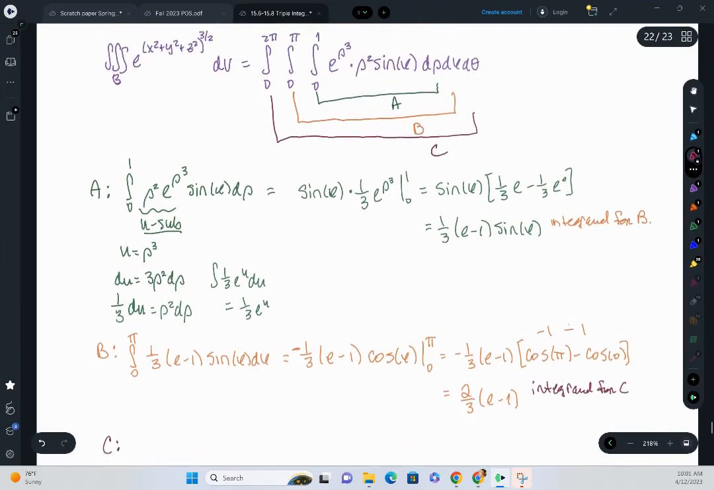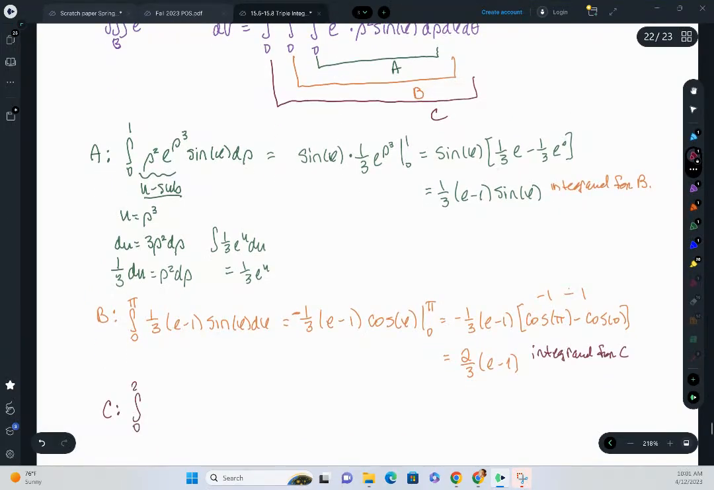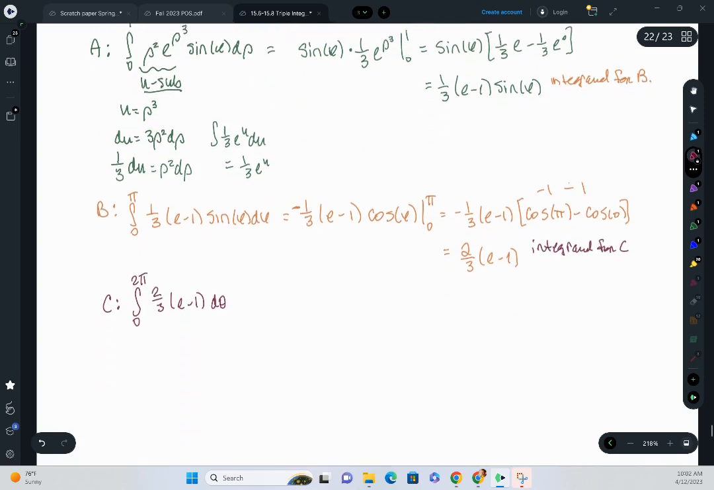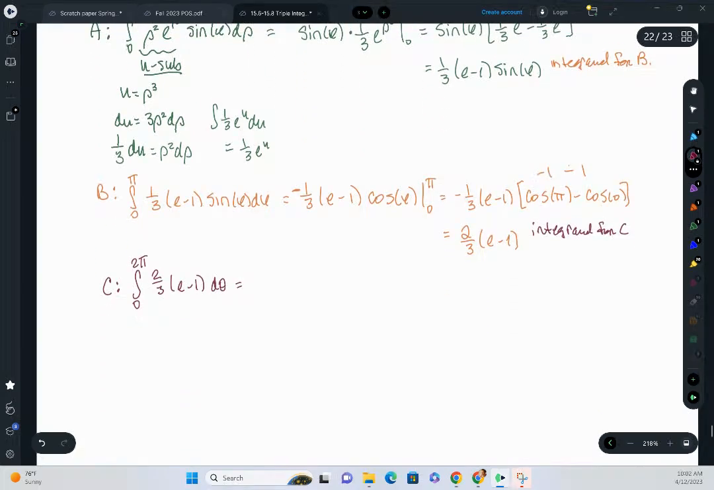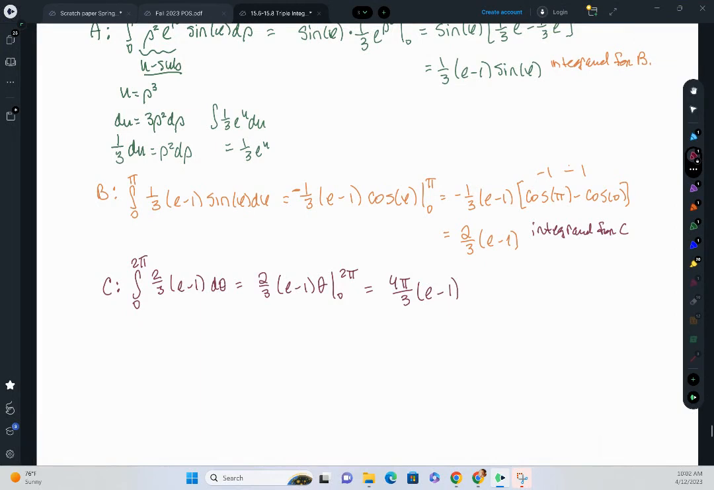So with c, I'm dealing with the integral from 0 to 2 pi of this 2/3 (e minus 1) d theta. Well, that's all just a constant. So I have 2/3 (e minus 1) theta from 0 to 2 pi. That's just going to give me a 2 pi. So in total, I have 4 pi over 3 times e minus 1. And that is the final answer for that problem. Okay.